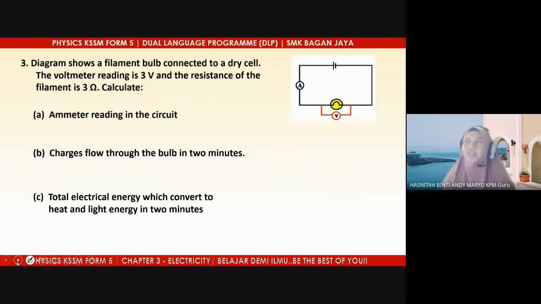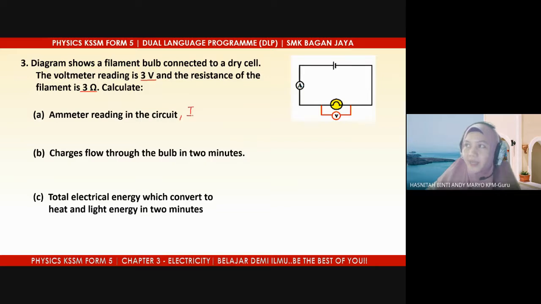Okay, question 3, student. This is a diagram. You can see a filament bulb connected to a dry cell. Voltmeter reading is 3 volt and the resistance of the filament is 3 ohm. So they give you two pieces of information here: V is 3 volt and R is 3 ohm. Find the ammeter reading in the circuit. So in A, what are we looking for, student? What is the parameter they ask you to calculate? Ammeter reading means find the current.